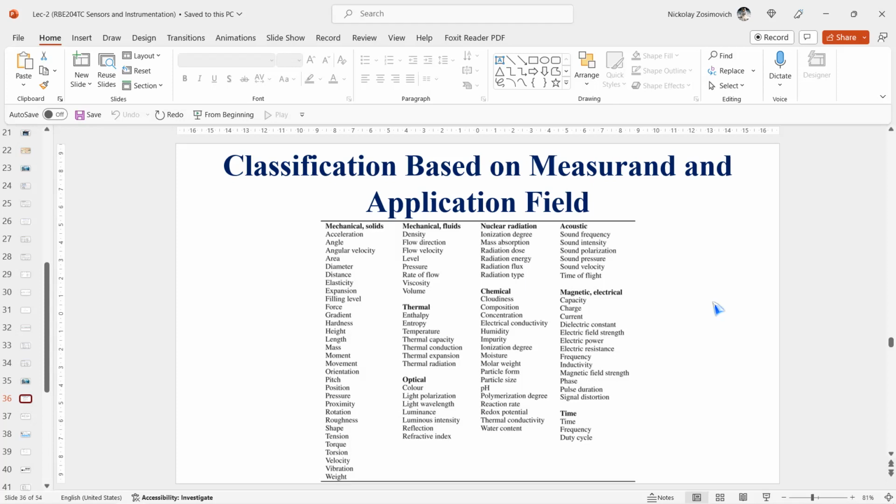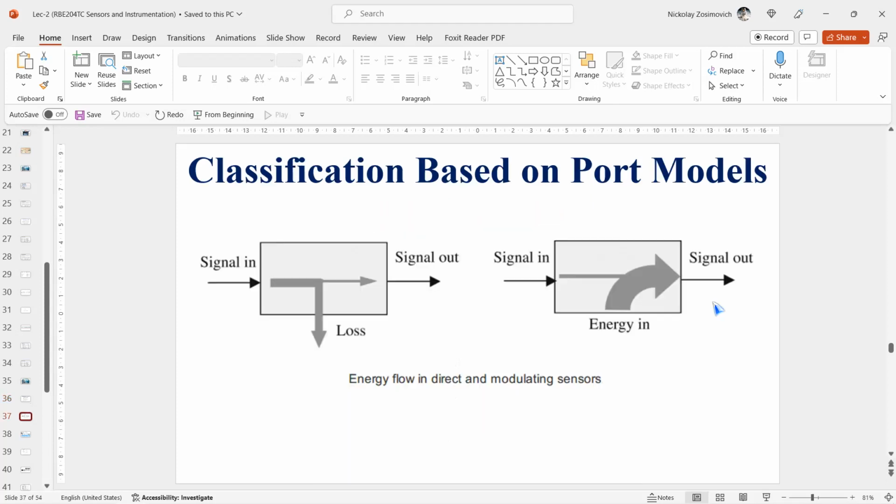Okay? The distinguishing property in the classification based on port models is the need for auxiliary energy, as you may see from this slide. Sensors that need no auxiliary energy for their operation are called direct sensors or self-generating sensors. And sensors that need an additional energy source for their operation are called modulating sensors or interrogating sensors.